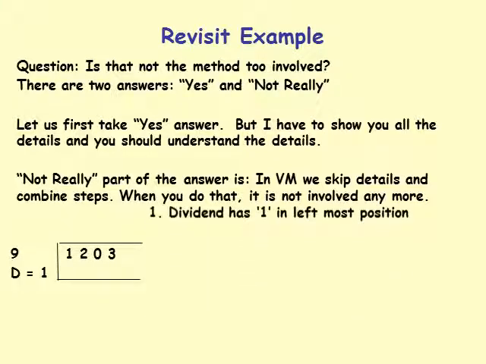Okay. First, there's 1 here in the leftmost position. We're going to divide that 1. That's what we're going to concentrate on. And we use the same 1 in the Q1 position. So this 1 is my quotient now.